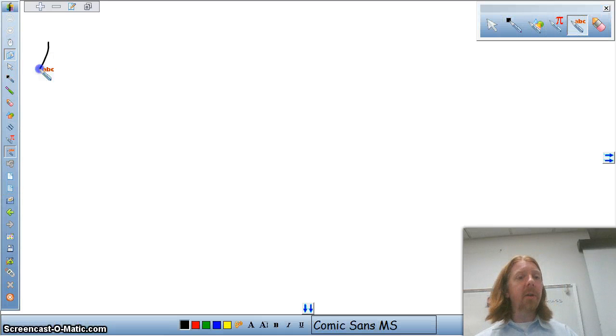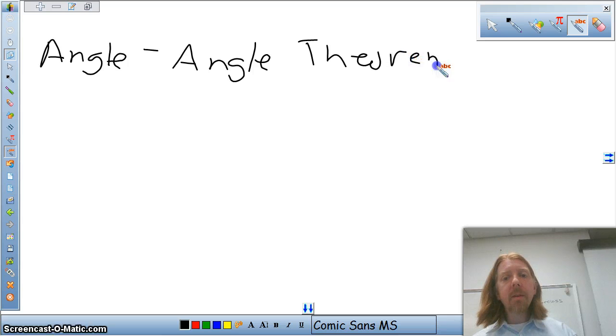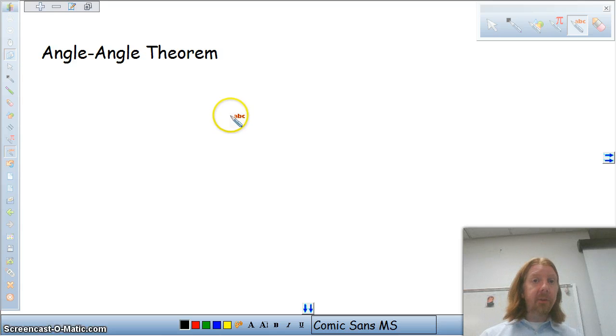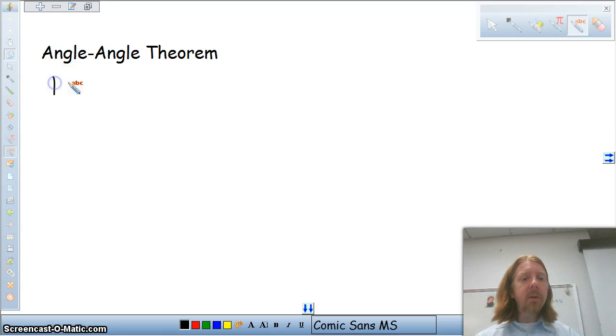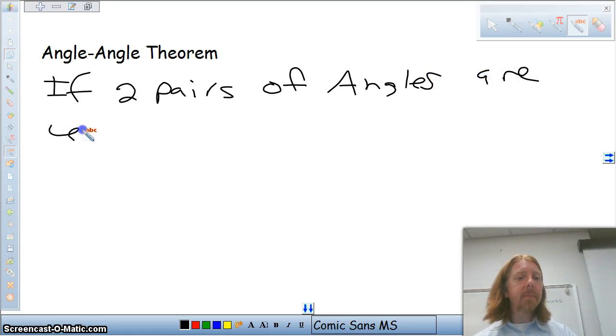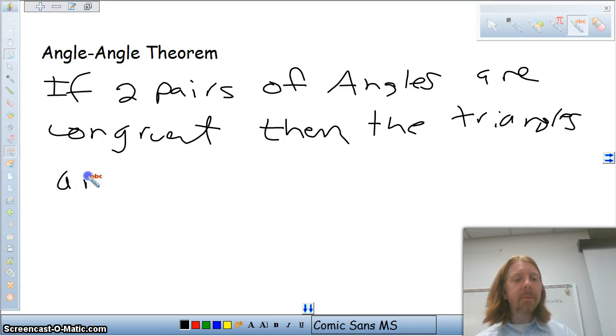The first theorem is called the angle-angle theorem. And what this one says for similarity is that two angles are all I need. So if two pairs of angles are congruent, then the triangles are similar.